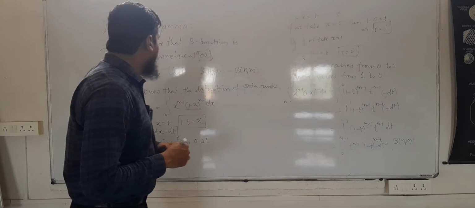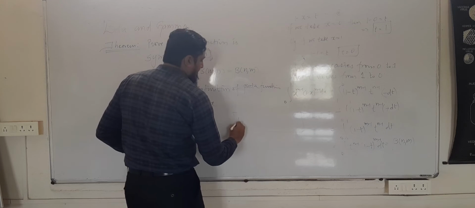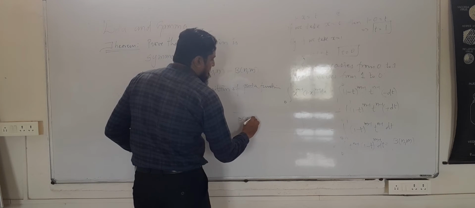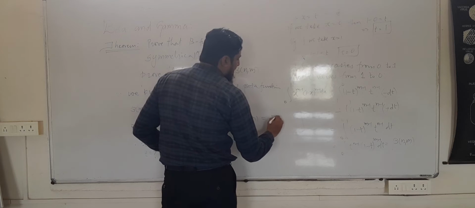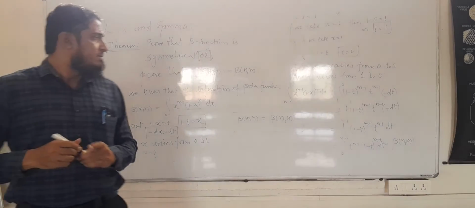So we have proved that beta of m n is equal to beta of n m. Correct?